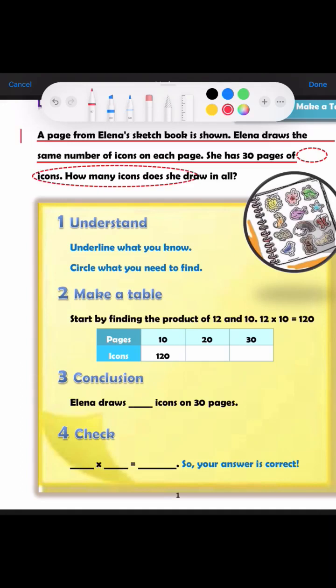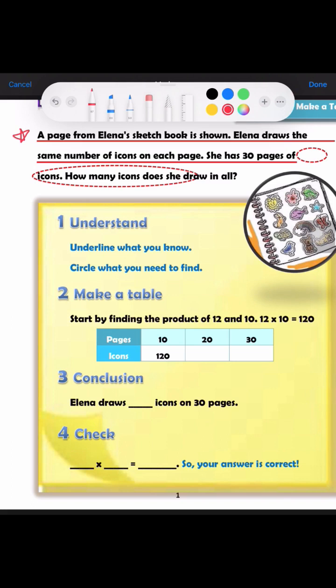Hi kids, please take a look at page 1. Here is a question. A page from Eleanor's sketchbook is shown. Eleanor draws the same number of icons on each page, and she has 30 pages of icons. So what we need to find is how many icons does she draw in all?